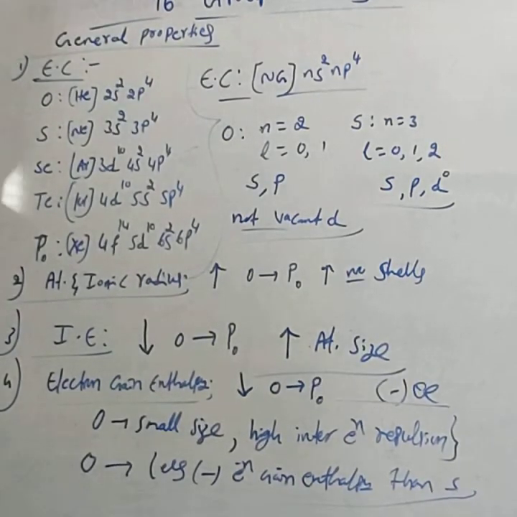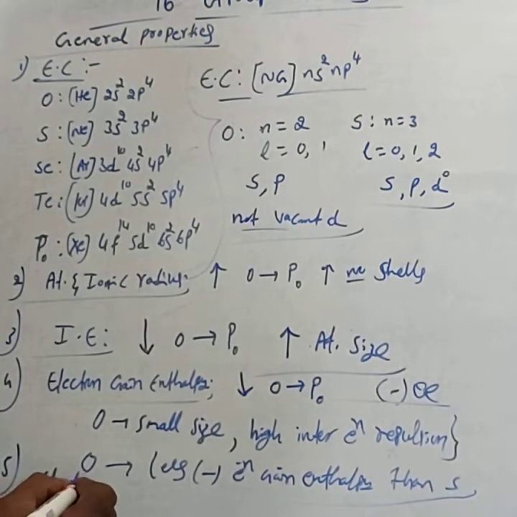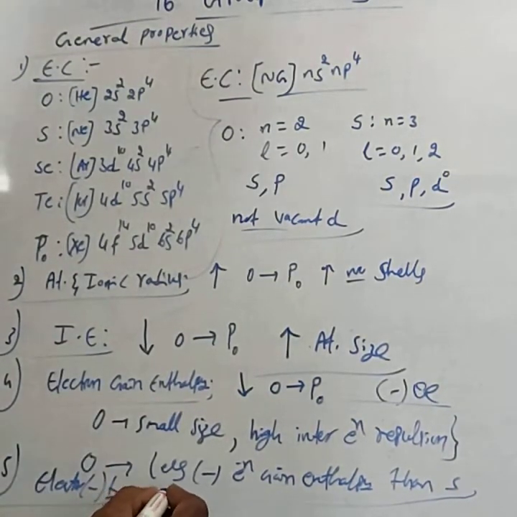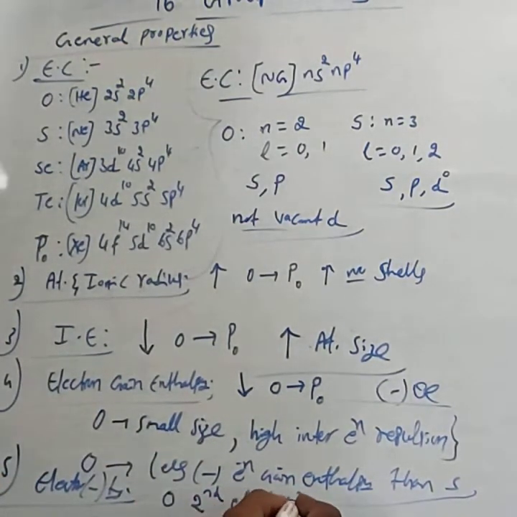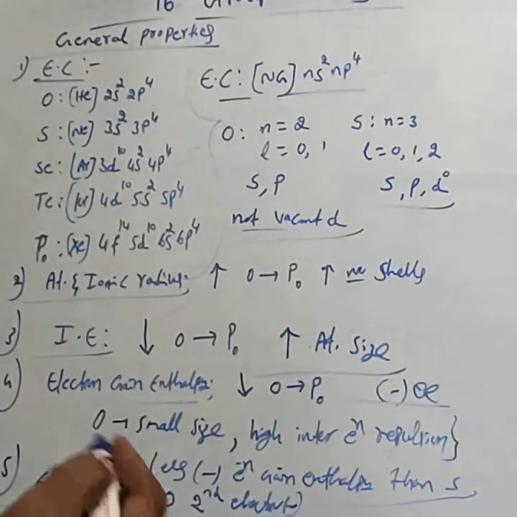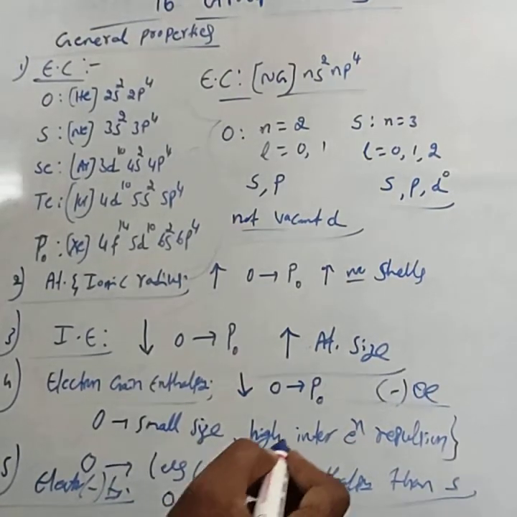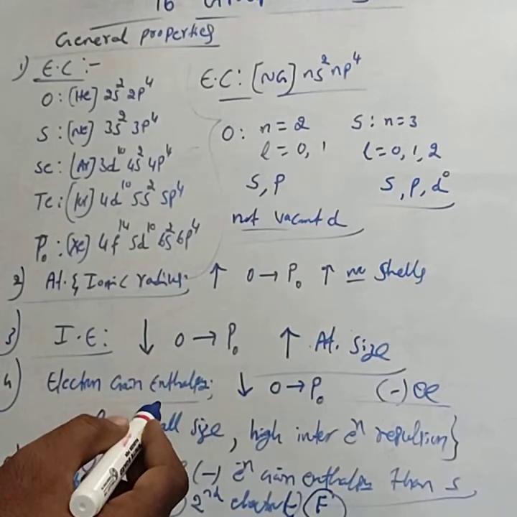Next, you consider the electronegativity. Oxygen is the second most electronegative element. Fluorine is the most electronegative element, the first and highest. Next to fluorine, oxygen is the second most electronegative element.